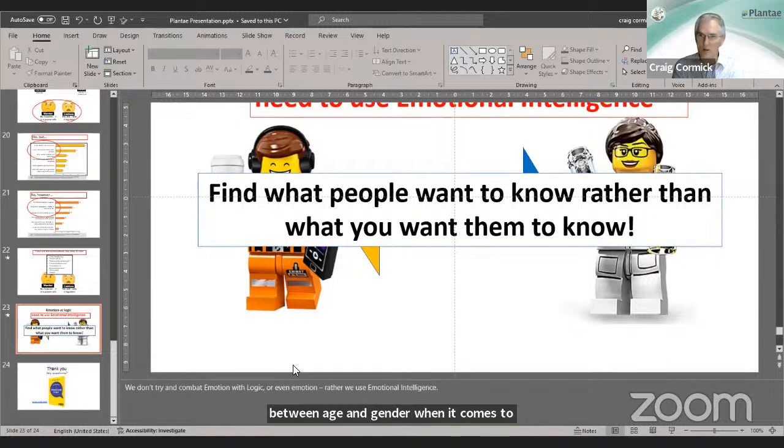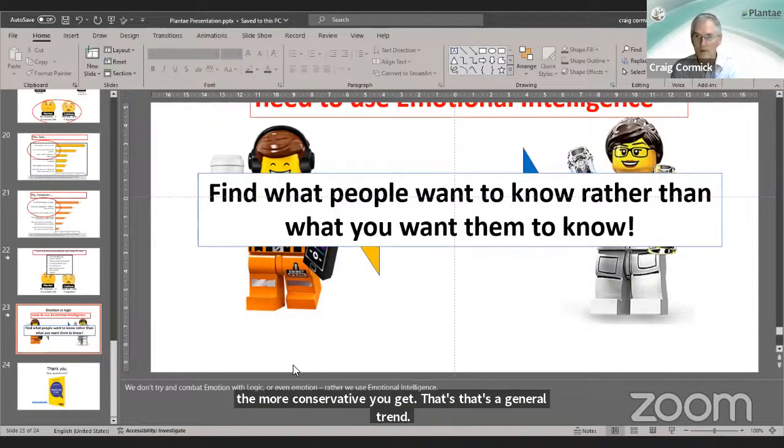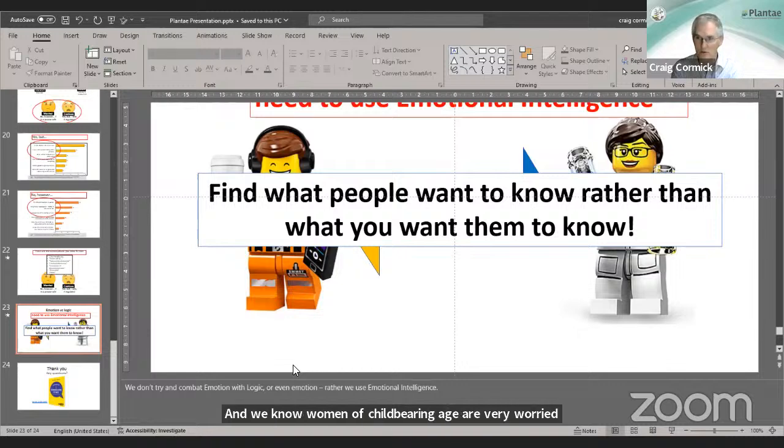And plant biotechnologies, for instance, we know that in general in society, the older you get, the more conservative you get. That's a general trend. And we know women of childbearing age are very worried about anything that could have an impact on children. That's a real trigger for them. So those things sometimes need to be addressed to an audience if that's their concern. Find out that concern, address it.